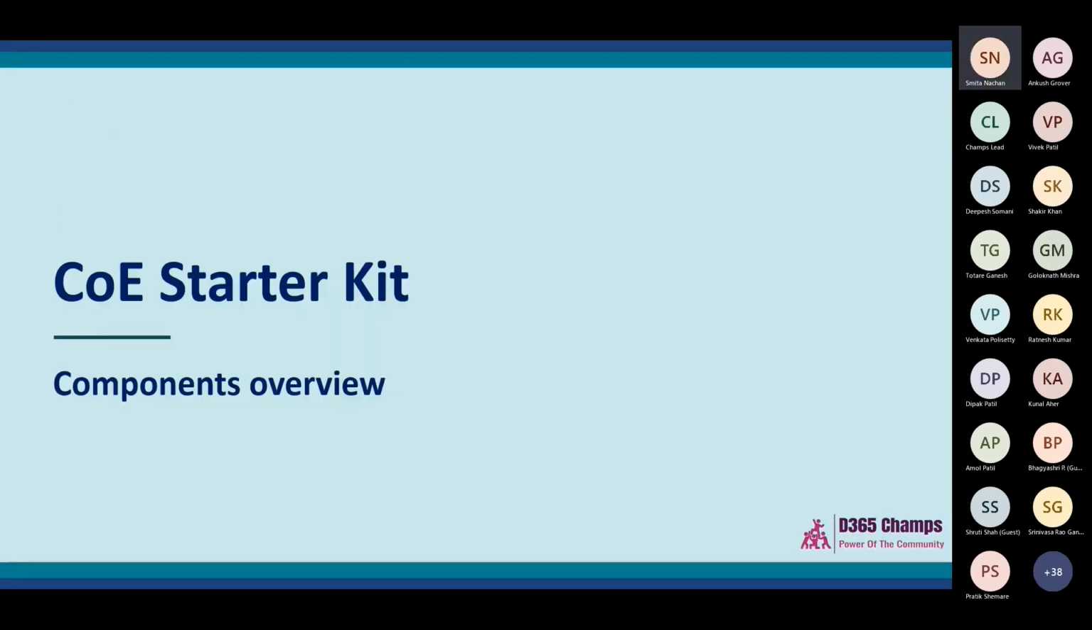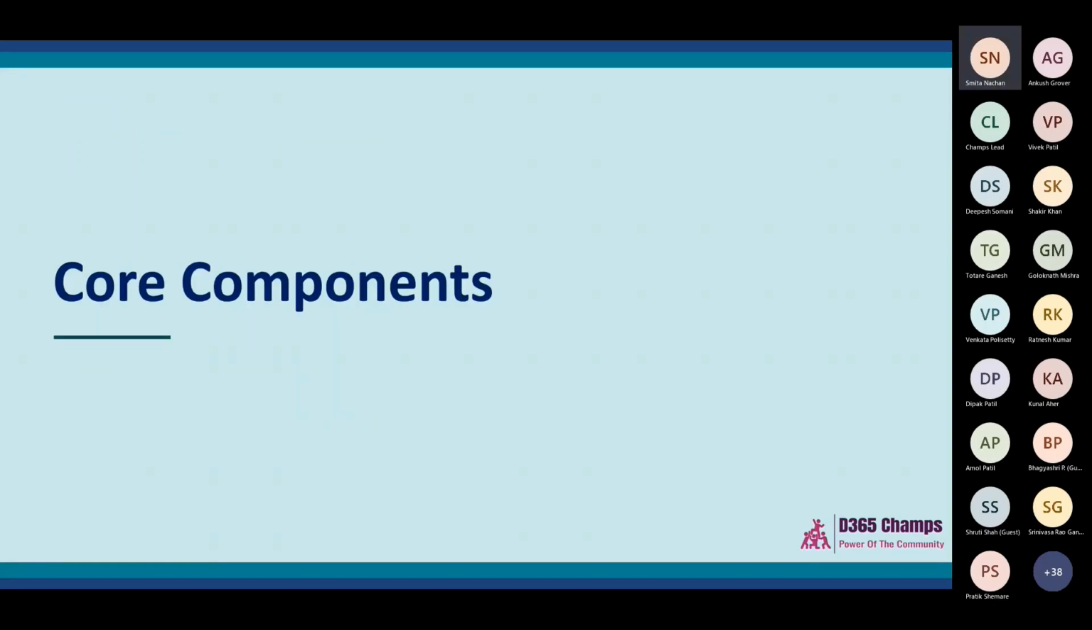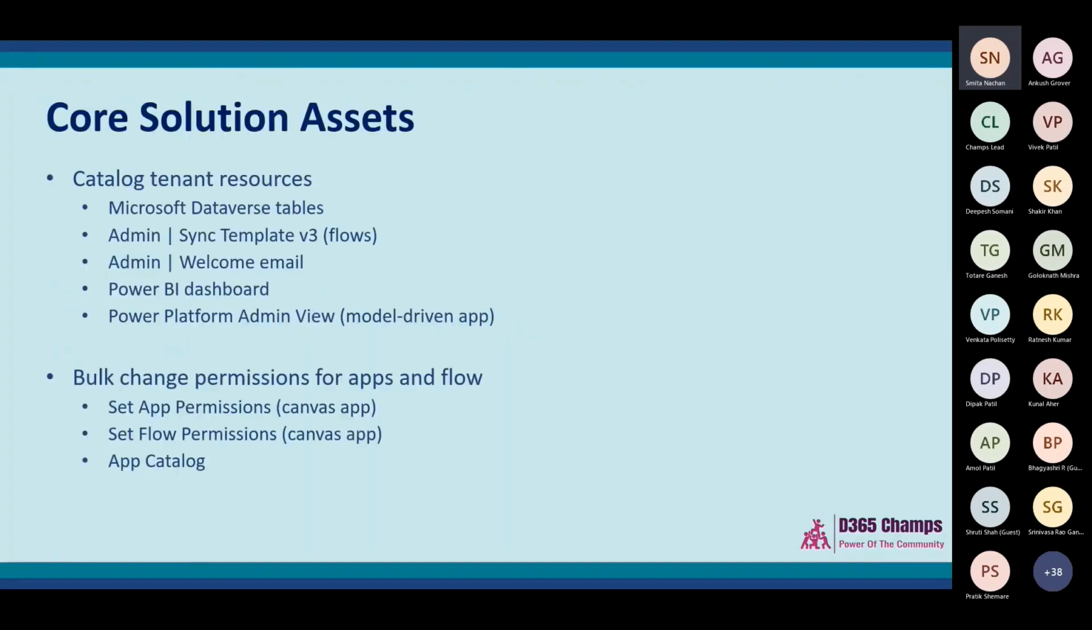So let's see these core components. These components provide the core to get started with setting up a COE. They sync all your resources into the tables and build the admin apps on top of that to help you get more visibility of the apps, flows, and makers in your environment. Additionally, apps like the setup permissions help with daily admin tasks. The core component solution contains the assets relevant to admins. So let's see this core solution's assets.